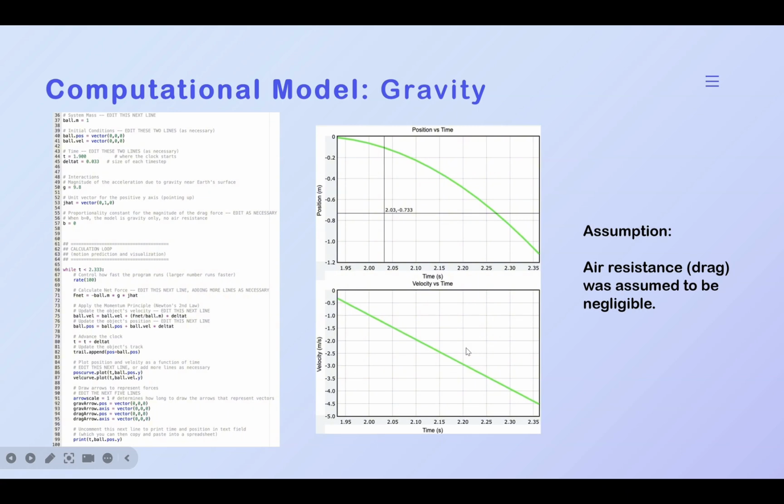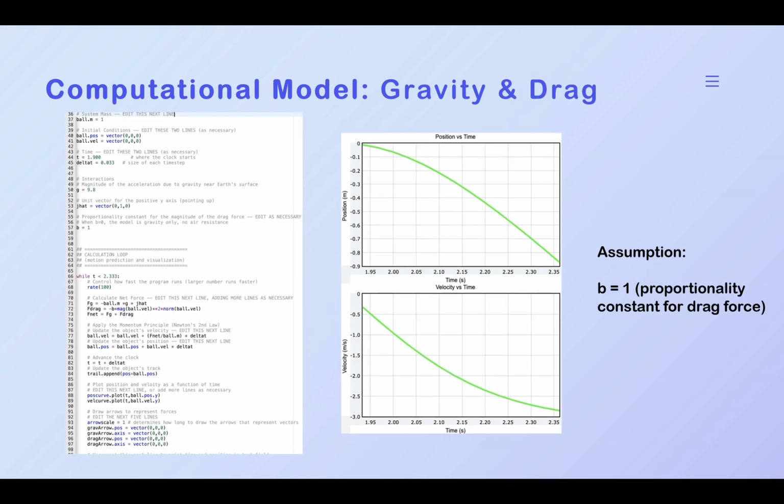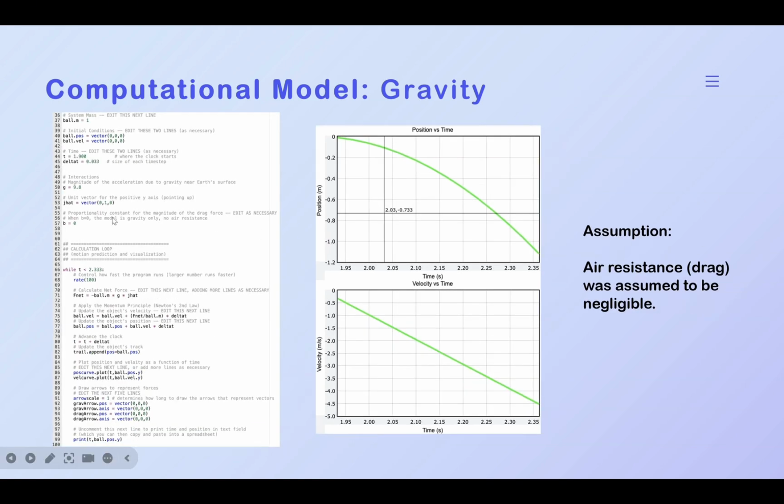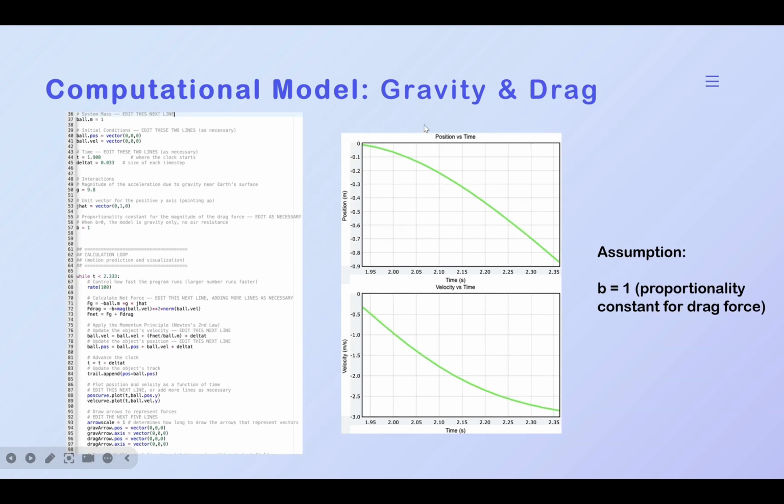The first case in the computational model is that we only involve gravity. So the assumption we made here is that air resistance, or drag force, was assumed to be negligible. And you can see I applied the initial conditions to the code. Then in the case when drag force is involved, we just set B equal to 1, which is the proportionality constant for drag force, which in case 1 is 0.